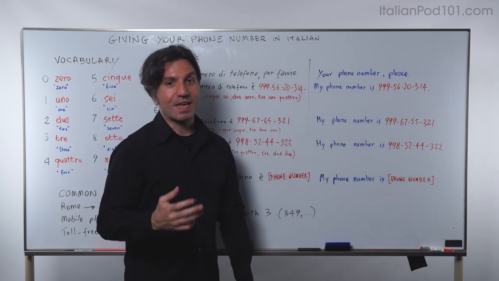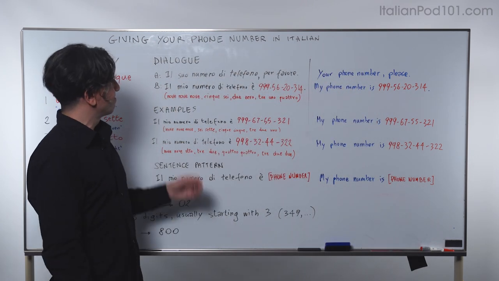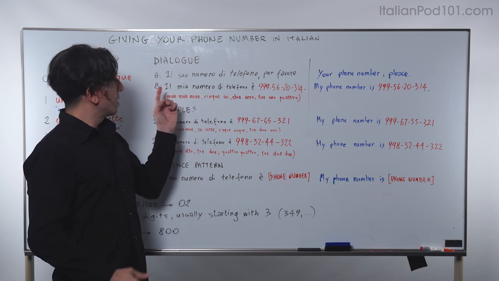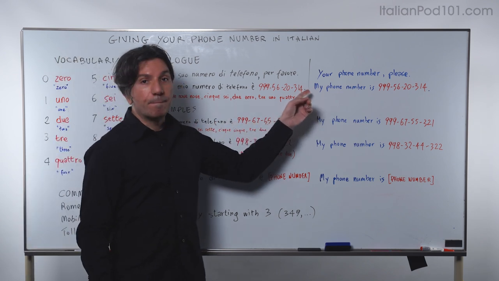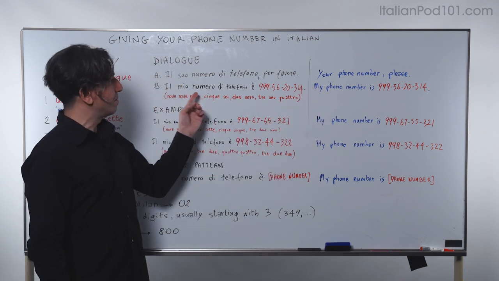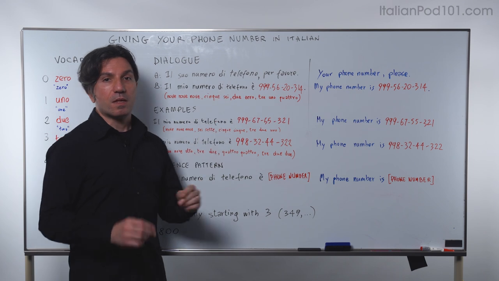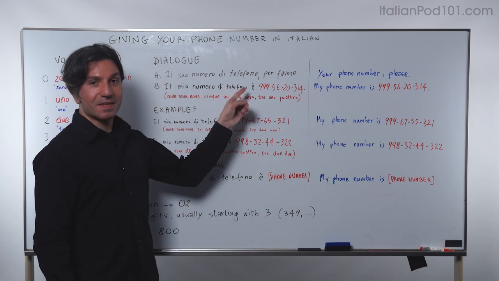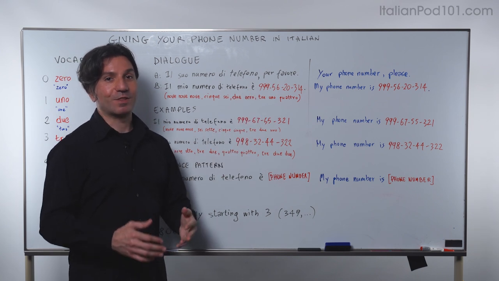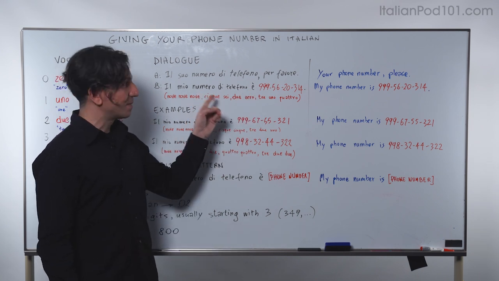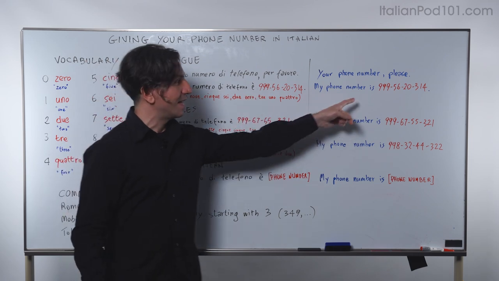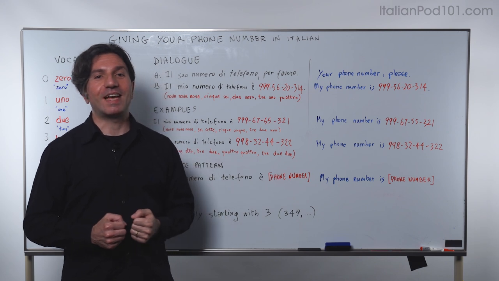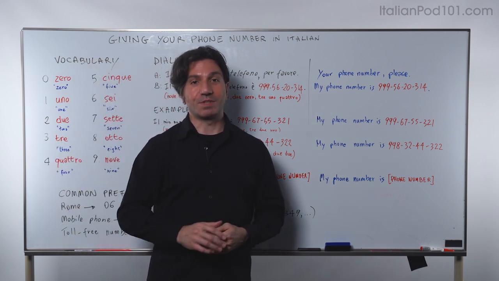And then, while giving your phone number in Italian, you say il mio numero di telefono. Mio, in this case, my phone number. Il mio numero di telefono. Then the verb essere, to be. It depends on the topic. Numero. So, is. Then the number. When giving your phone number in Italian, say each digit separately.